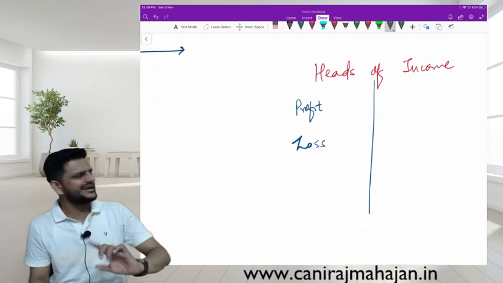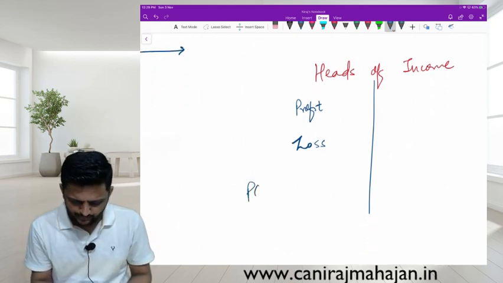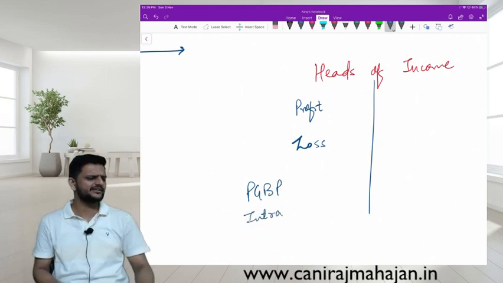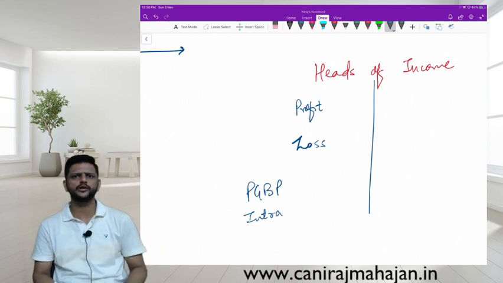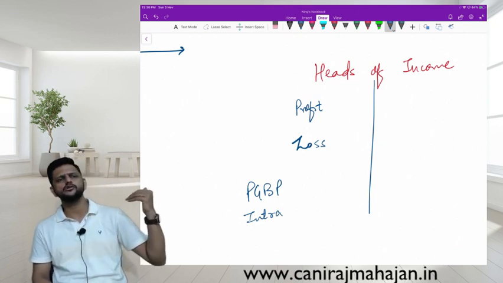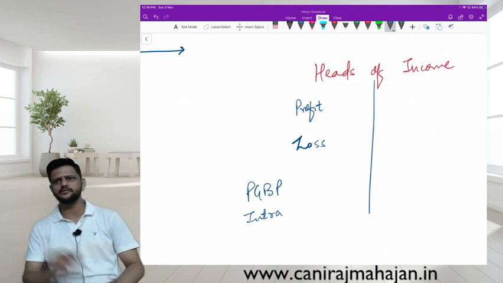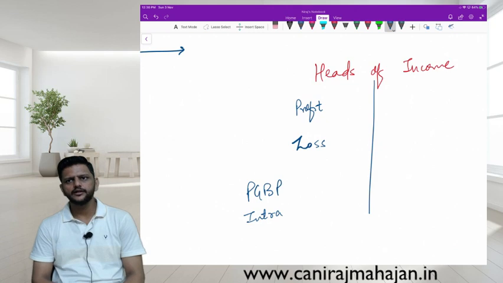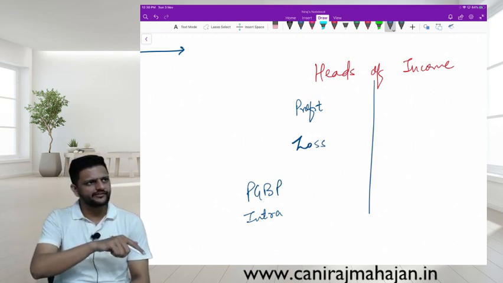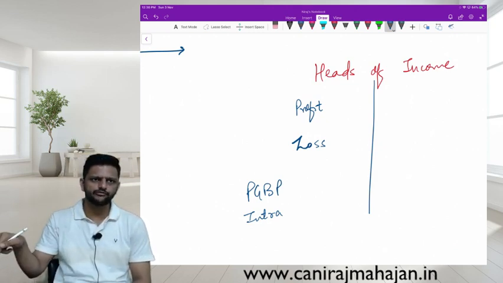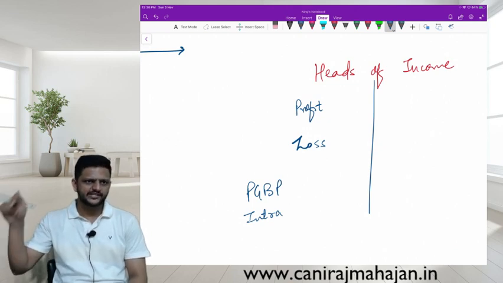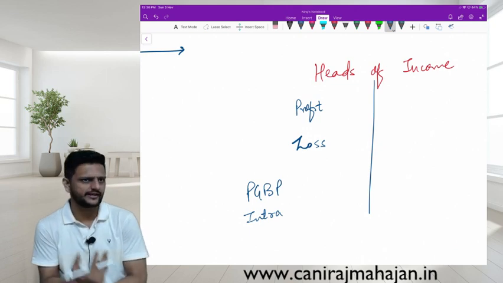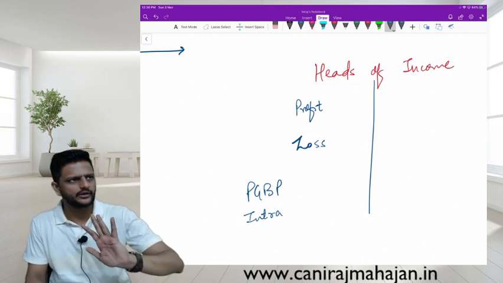So in PGBP, intra-head set off was allowed, but again with certain conditions: specified and non-specified you cannot mix. Can we set off loss of non-specified business against specified business? Yes, you can set off non-specified business loss against specified business profit, but you cannot set off specified business loss against non-specified business profit. So these things you have to understand. Here some conditions are given about intra.